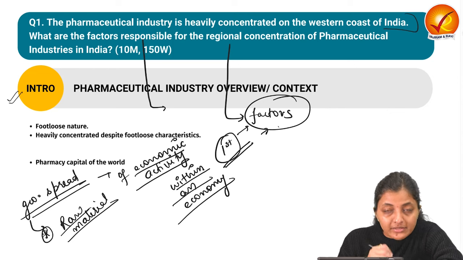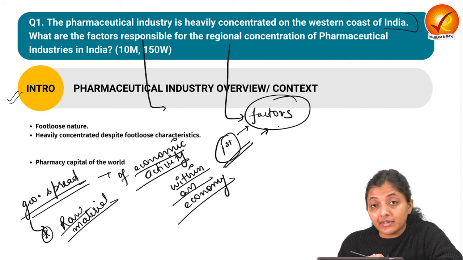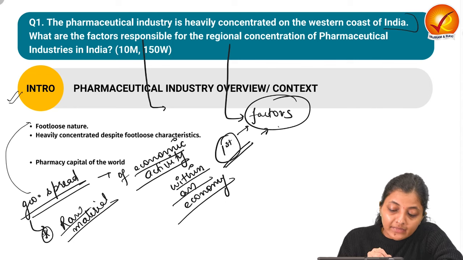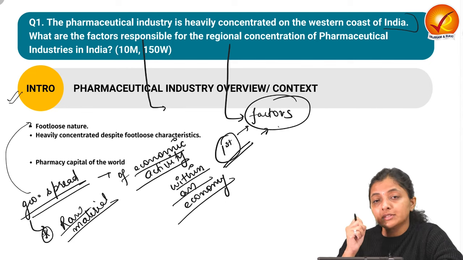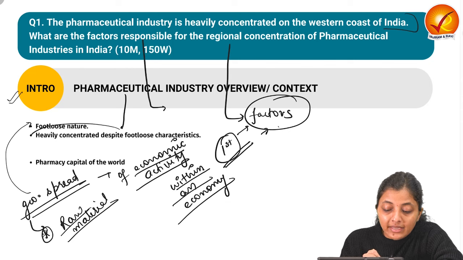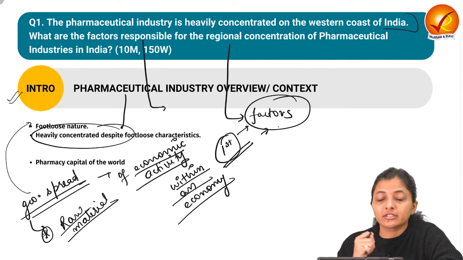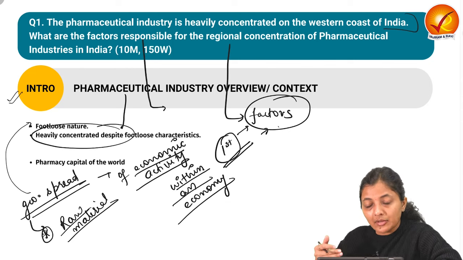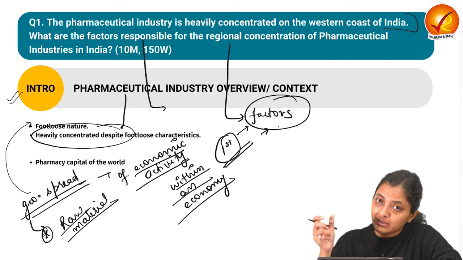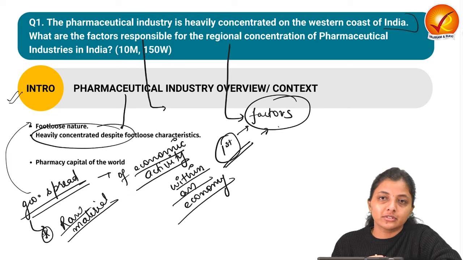So the pharmaceutical industry is also one type of footloose industry. What we will see is that despite its footloose nature, these pharmaceutical industries are heavily concentrated on the western coast. So with this, we'll take the smooth flow towards our body, on what the different factors are with respect to the regional concentration.